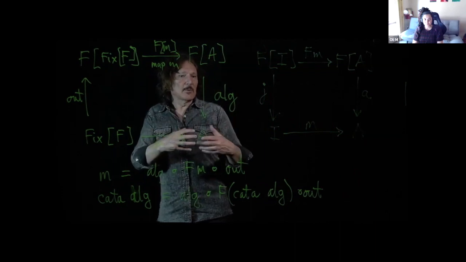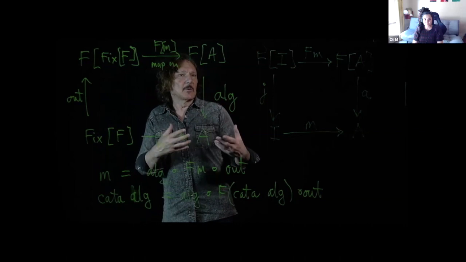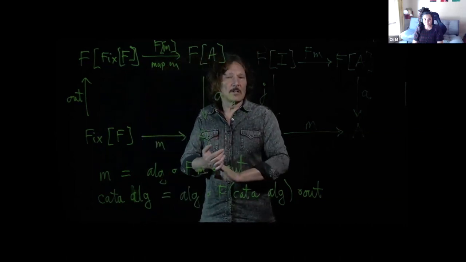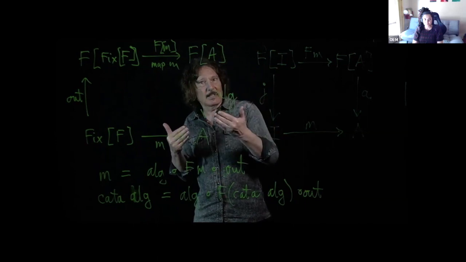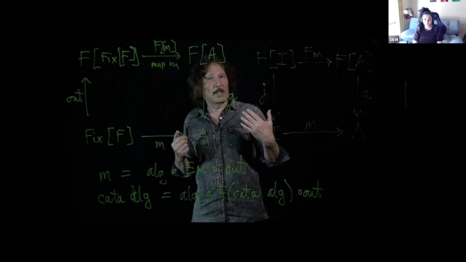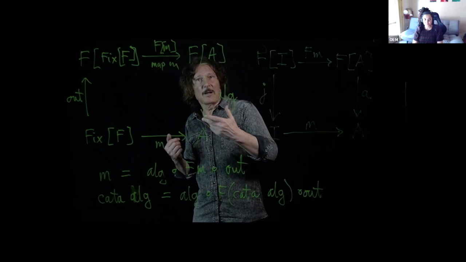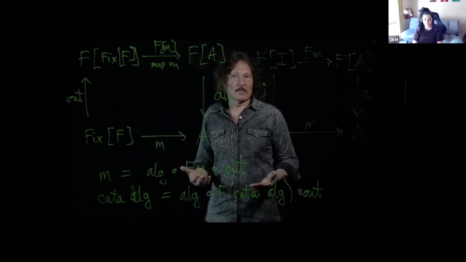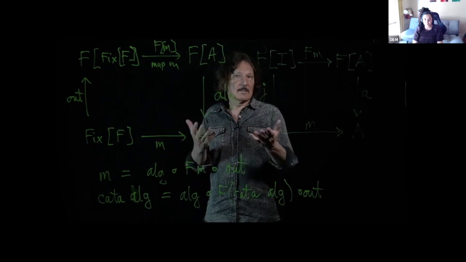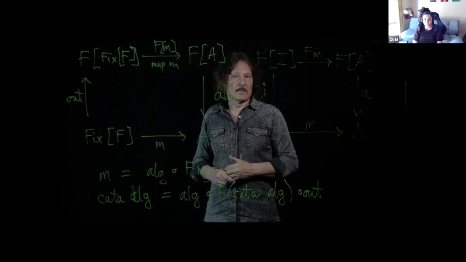And this catamorphism is implemented once and for all. You have it in the library, you can use it. So you can plug in a functor, you can plug in a particular algebra, and you get an evaluator for a recursive data structure. And this is the power of this approach.